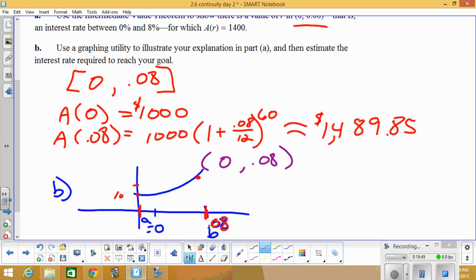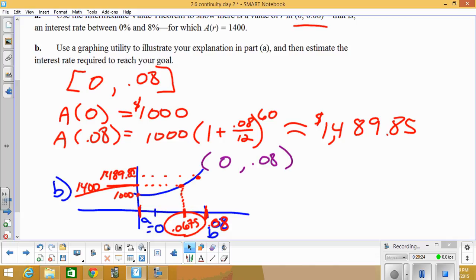So here we said is our $1,000. Here, when we did this endpoint, we said it was 1489.85. So we would have to calculate it, and then you could use a chart, or we can plug this equation into the calculator and graph it and use a table. And it does say, okay, there is a value here. It turns out to be 0.0675. That does get us the right amount, the $1,400. So this is the one that we were looking for, and it is proved by the intermediate value theorem.